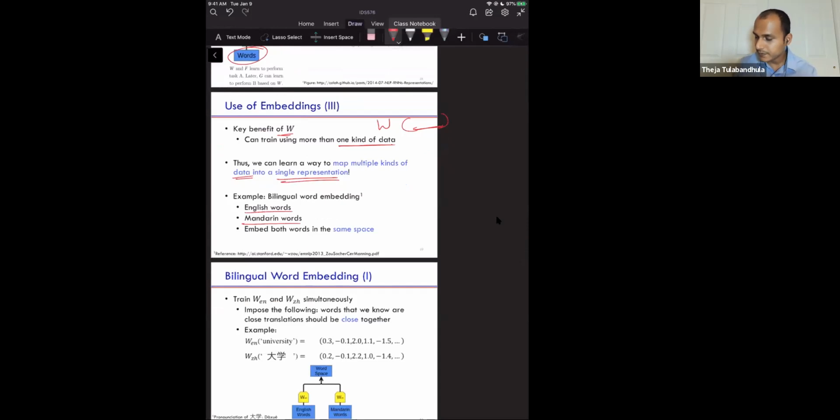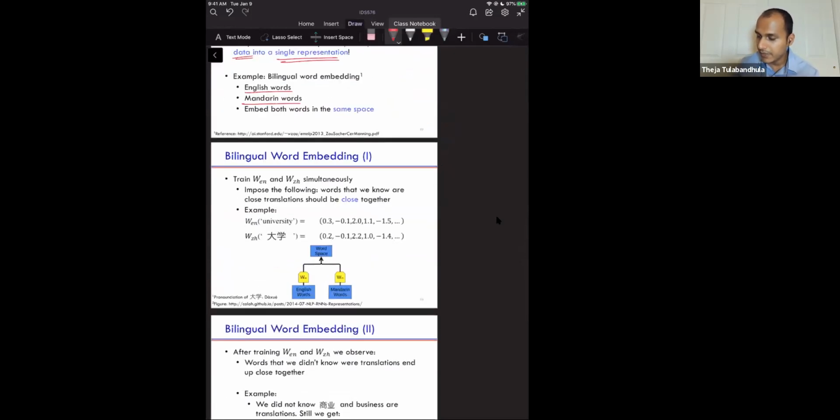Actually, let's look at this example. We have English word representations, word vectors, and Mandarin word representations. Let's say both representations are in the same dimension, say 300. Each word is basically a 300 dimensional vector. These vectors live in a 300 dimensional vector space, but they may not be related to each other. For example, English for university will be some vector, and Chinese for university will be some other vector.